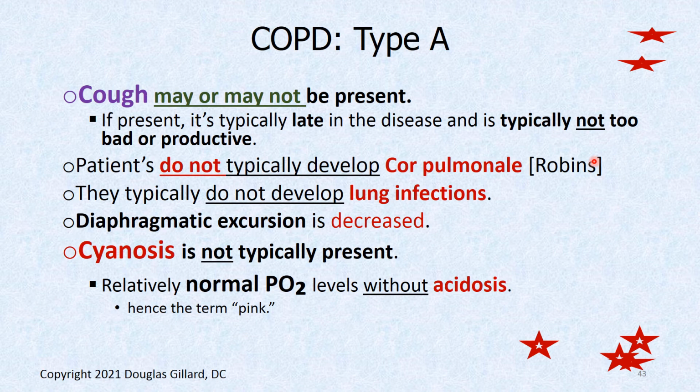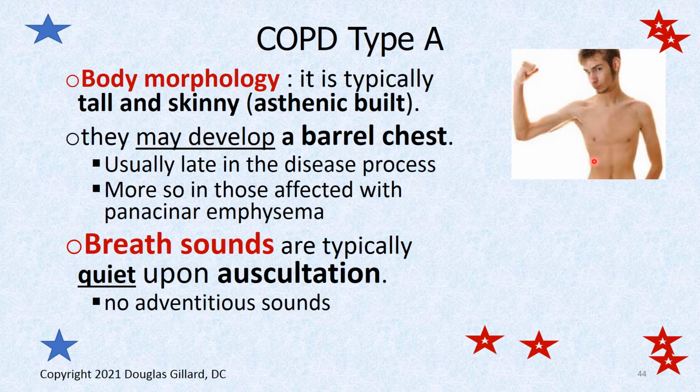Diaphragmatic excursion will definitely be decreased if the lung tissue is starting to coalesce together and you're getting dead air spaces. They're typically not cyanotic, so they have normal gases. They don't have acidosis. The body morphologies are typically skinny. That's called asthenic. They have an asthenic build. And they may develop a barrel chest later in the disease, as we said.